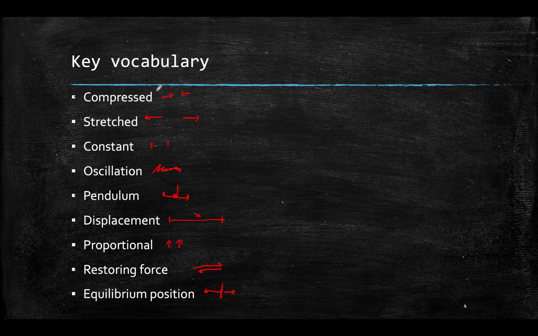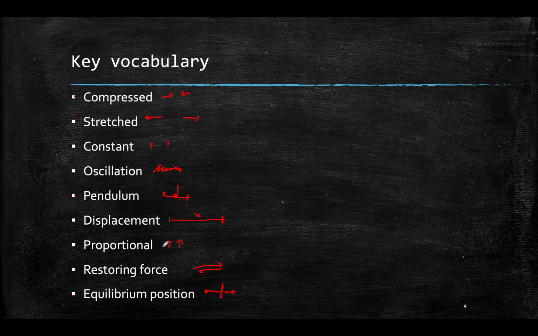lots of stuff. Compressed means squashed together. Stretch is when it's pulled further apart. Constant, no change. Oscillation means it's moving backwards and forwards. A pendulum is like a ball on a string and it's moving sideways, back and forward, back and forward. Displacement is how far away you are from the beginning, like a distance.